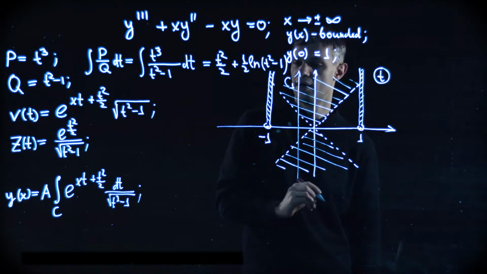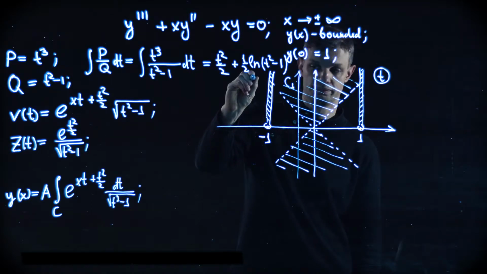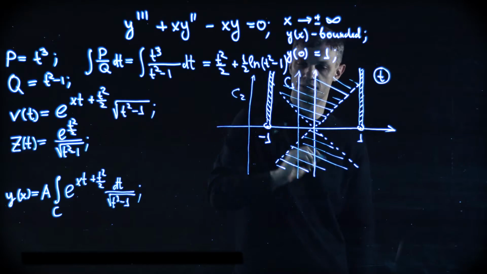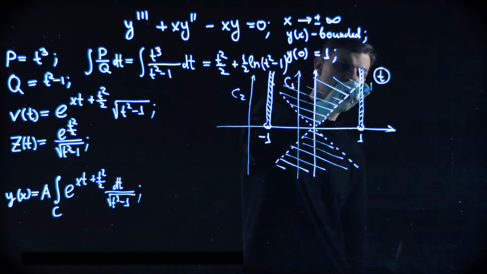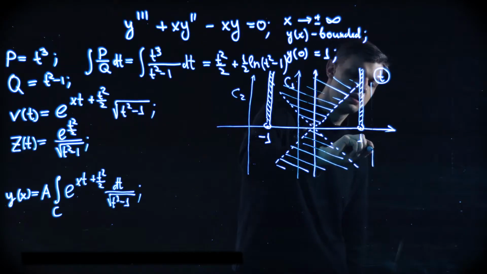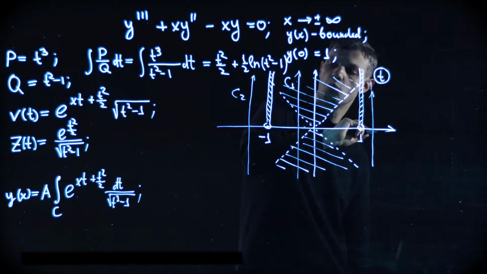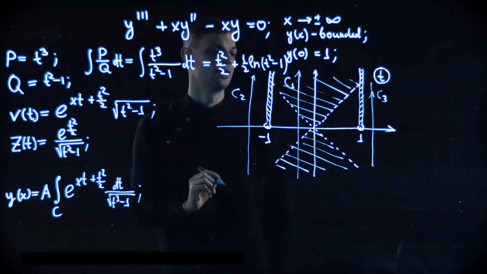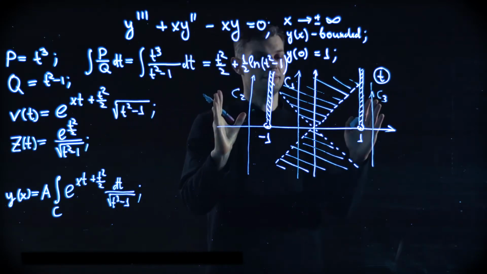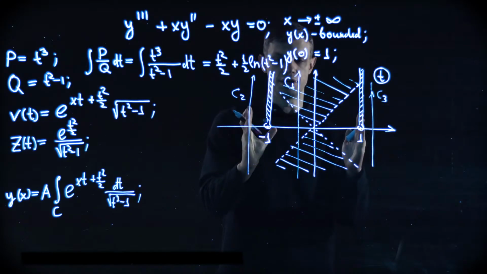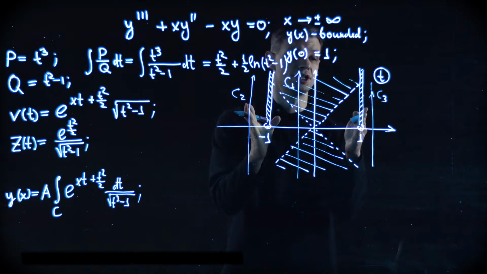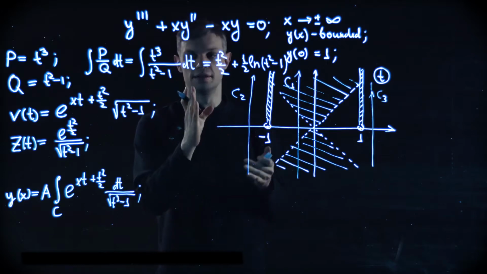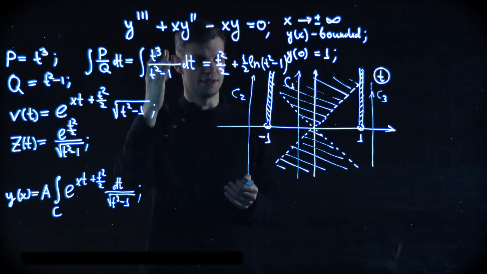C1. This is going to be like the second contour, C2, and this will be our third contour. Right, as you see, they can't be smoothly deformed into each other because our branch cuts prevent them from doing this. So they indeed define linearly independent solutions of this differential equation.